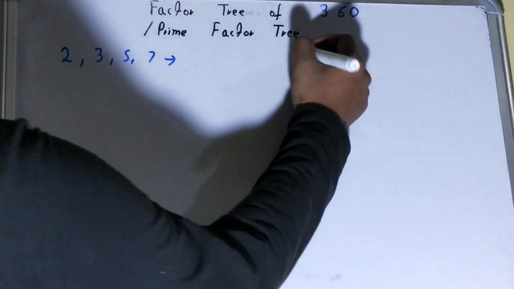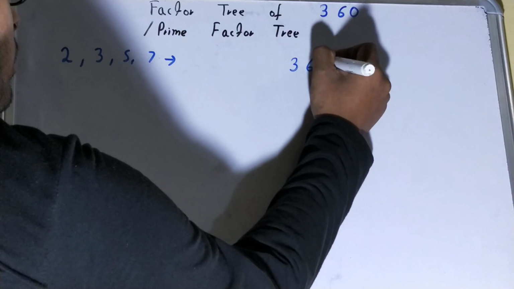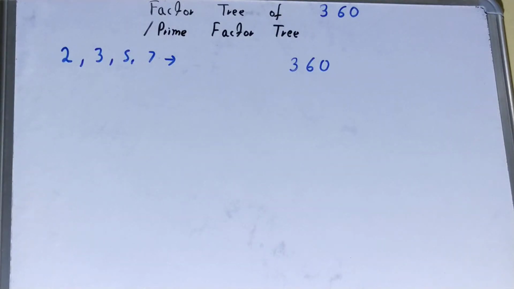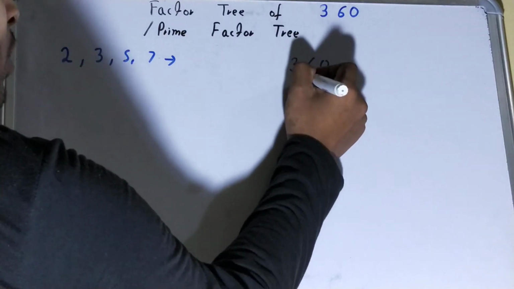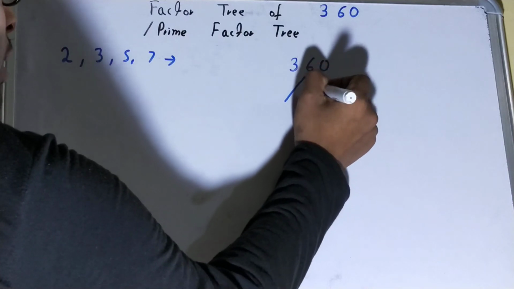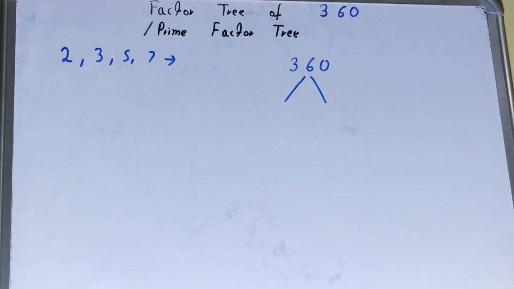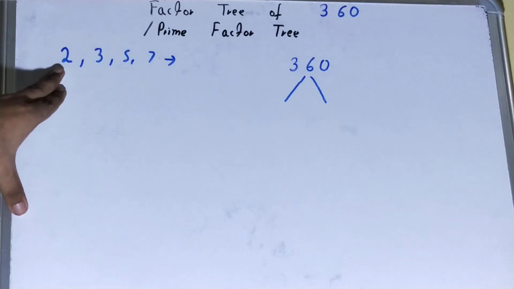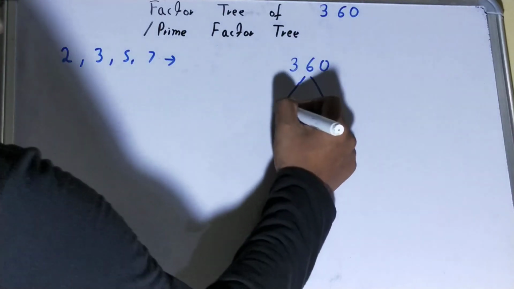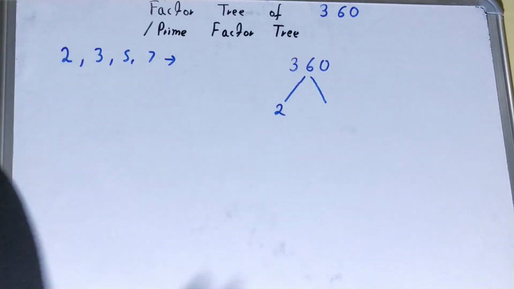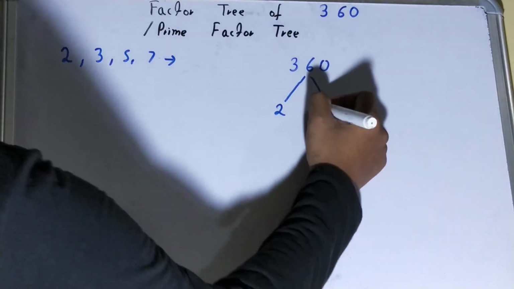Okay, so first of all let's write the number over here, and the rule is we'll factor it first into a group of 2, and one of the factors should be a prime number. So we need to compare it with the prime numbers. Is 360 divisible by 2? Yes, it is. So one of the factors will be 2, and the other will be 2 into what times is 360? 2 into 180 times is 360.